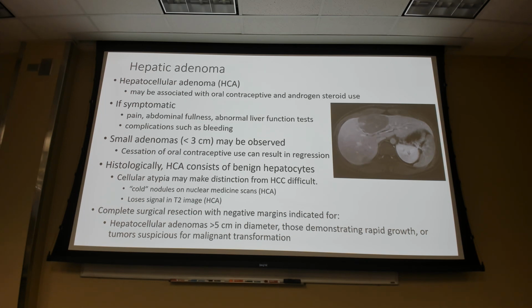This is typically benign, but if you don't have a well circumscribed lesion, or there's any concern for malignancy, they'll sometimes do a biopsy. Sometimes it can be hard to tell the difference between a hepatocellular carcinoma and a benign adenoma. If they're having symptoms, or it's over 5 centimeters, a lot of times we'll remove them because they can have compressive symptoms. If it's rapidly expanding, we're worried about malignancy, so we'll remove it and send it to pathology to evaluate for malignancy.